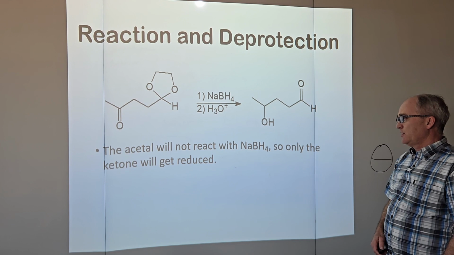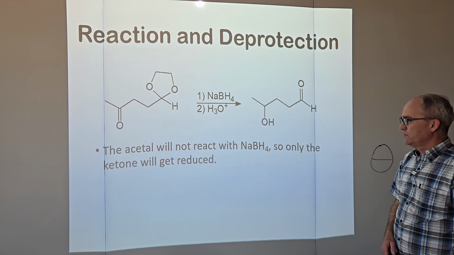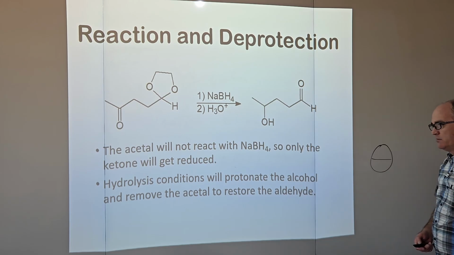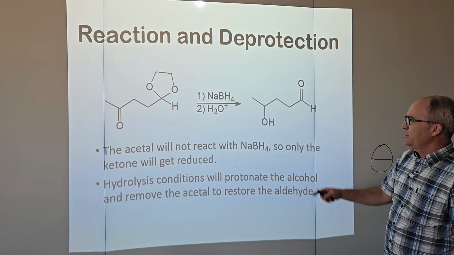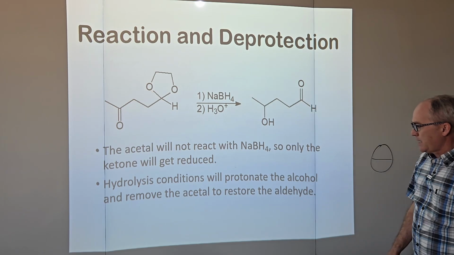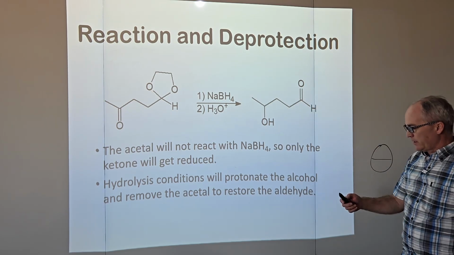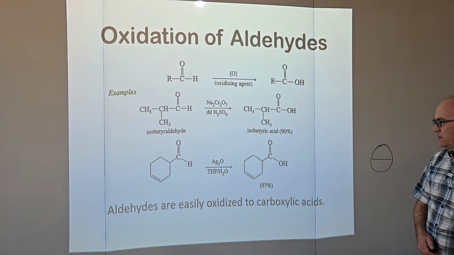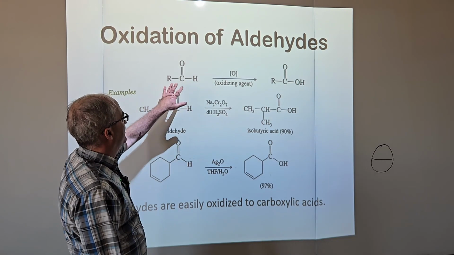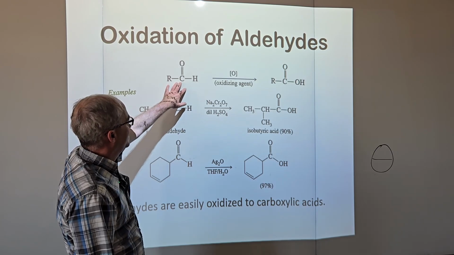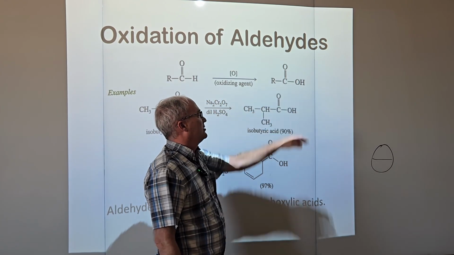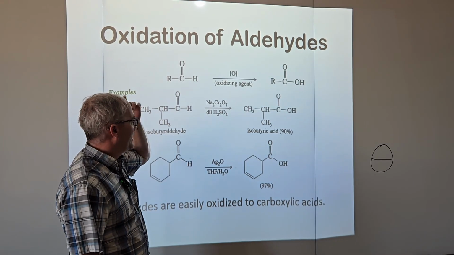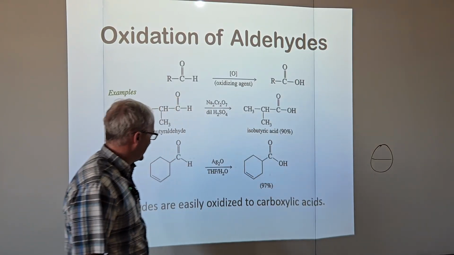The acetal will not react with the sodium borohydride, so only the ketone will get reduced. Hydrolysis conditions will protonate the alcohol and remove the acetal to restore the aldehyde. Aldehydes are easily oxidized to carboxylic acids. So in general, aldehyde plus oxidizing agent goes right to the carboxylic acid. And so here's our chromate, goes right to the carboxylic acid.